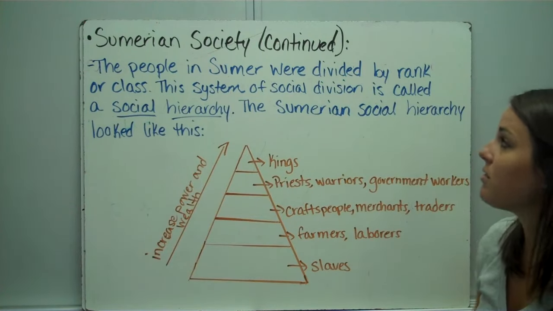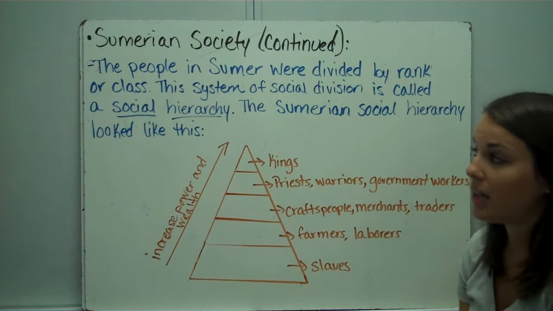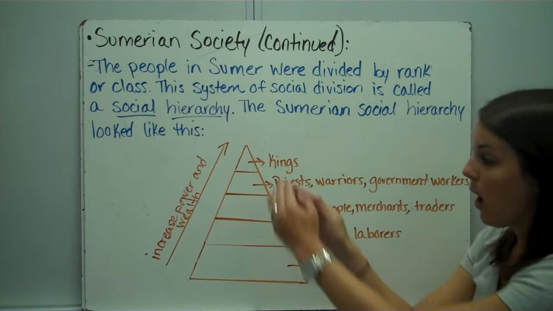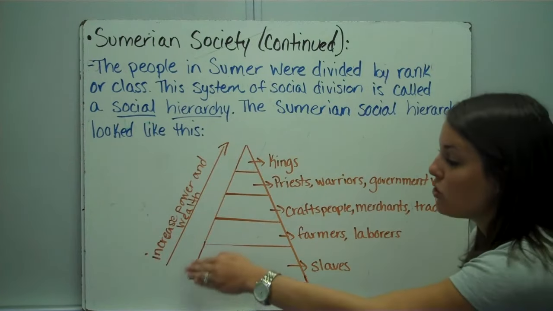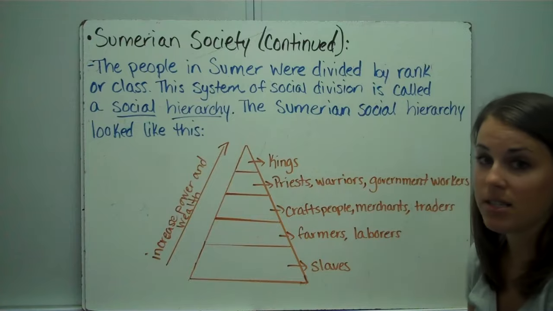The people in Sumer were divided by rank or class. This system of social division is called a social hierarchy. The Sumerian social hierarchy looked like this. So for instance, I drew it in a pyramid. As you go up the pyramid, people increased in power and wealth in the Sumerian society.